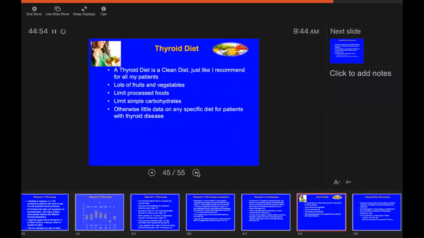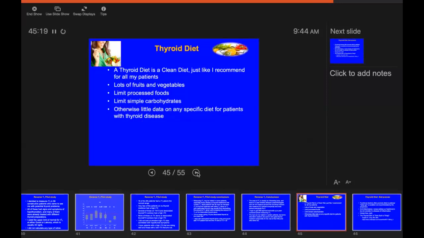Okay, I'm going to close the morning in the first session here with what's called the thyroid diet. What is the thyroid diet? I would say it's a clean diet. I recommend this in all my patients, whether they have thyroid disease or not. Lots of fruits and vegetables, limit processed foods, limit simple carbohydrates: pasta, cereal, grain, tortillas, rice, potatoes, things like that.